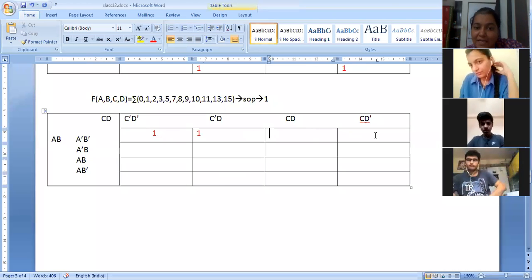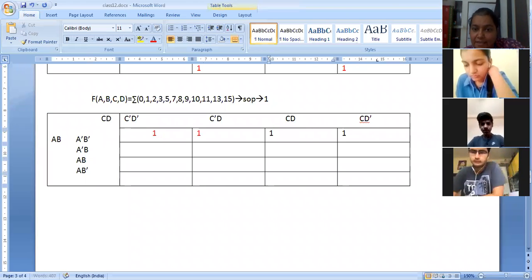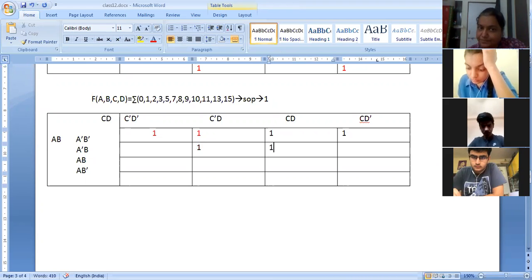Now where is 2, where is 3? 2 is here and 3 is here. Now where is 5 and 7? 1, 0, 1, 2, 3, 4, 5. This is 5. This is 6 and this is 7. Where is 8? 8 is here. 8, 9, 11, 10.